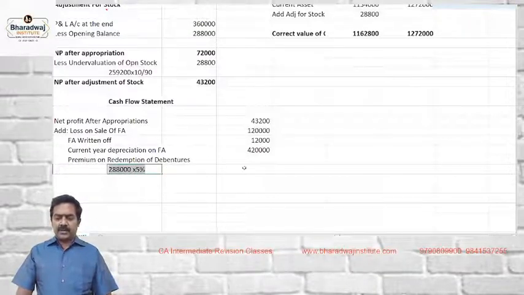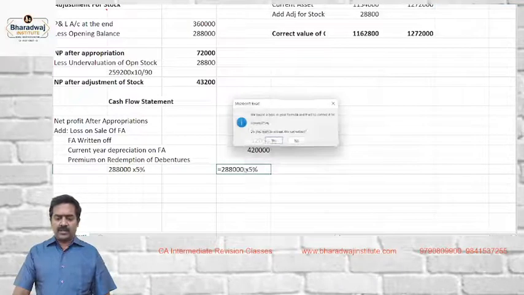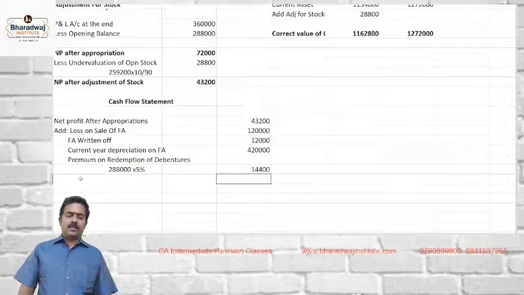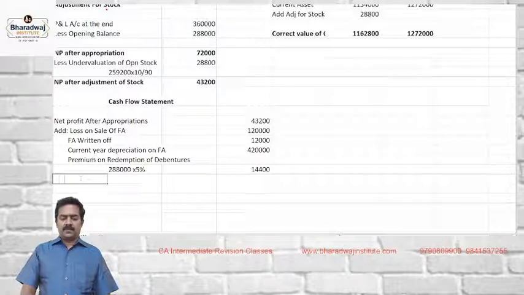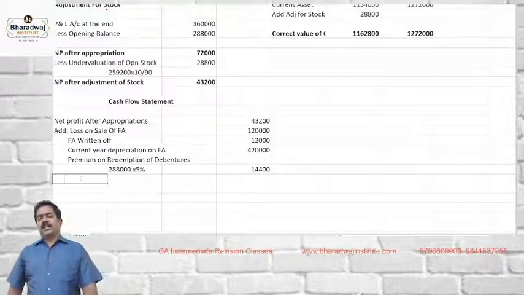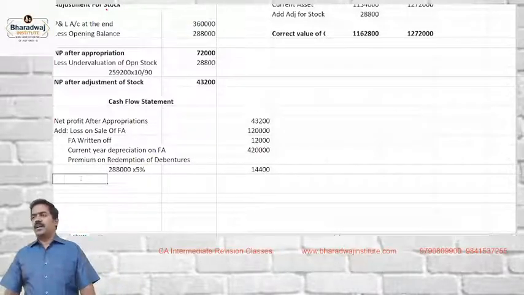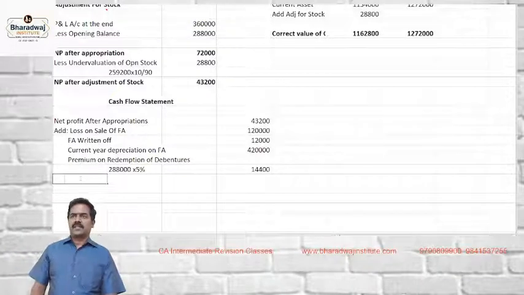Debentures are redeemed at 5% premium. That value will come here. That premium is a loss, a non-operating loss that will be charged here. Ensure whether all the adjustments are closed. Then let us go to the items which are not having adjustments.